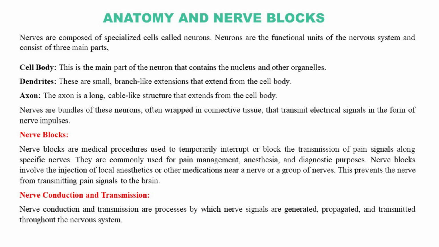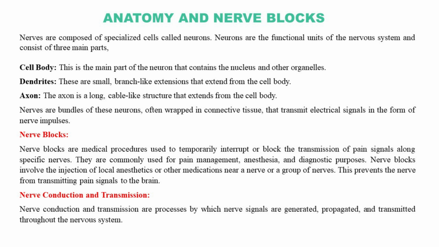Anatomy and nerve blocks. To understand how regional anesthesia works, you need to grasp some basic anatomy and nerve blocks. Certainly. Nerves are a crucial part of the human body's nervous system, responsible for transmitting signals between various parts of the body and the brain. To understand the anatomy of nerves and nerve blocks, it's important to grasp some key concepts.